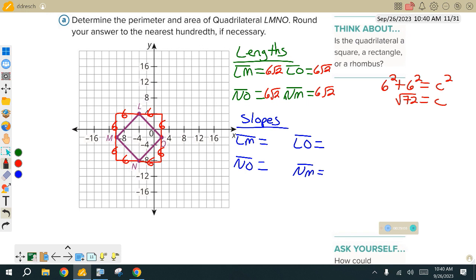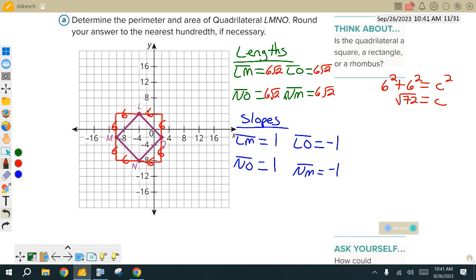And then LM is what? Positive 6 over 6. Positive 6 over 6 is 1. Walk it around. LO. Negative something. Negative 6 over 6, which is -1. And O is going up. Positive 6 over 6 is 1. And then NM is -1.